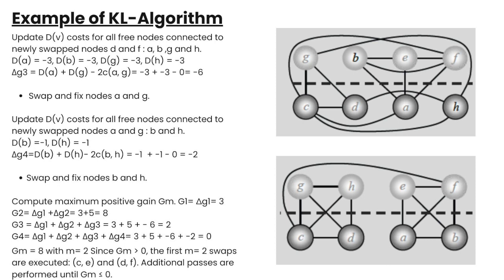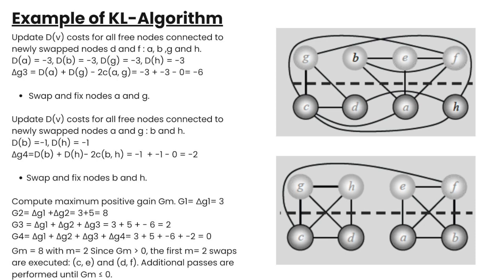After doing similar calculations, the gain for the third iteration is delta G3 equals minus 6 and for the fourth iteration gain delta G4 equals minus 2. After the fourth iteration every node is fixed, so we do not have further iterative steps.